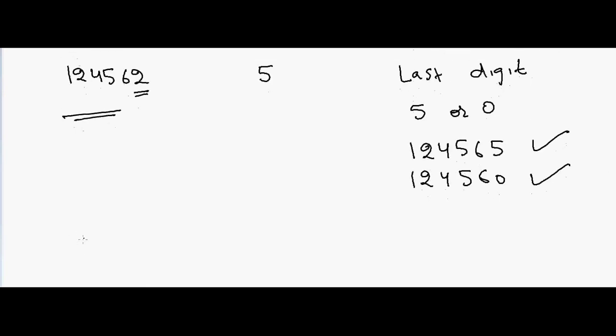Now let's talk about divisibility by 6. I have 1, 2, 4, 5, 6, 2. Is this number divisible by 6? To check that, we know that 6 is the multiplication of 2 and 3. So we have to run the test for 2 and then run the test for 3. Because this is an even number, we know that it is divisible by 2. So this is okay.